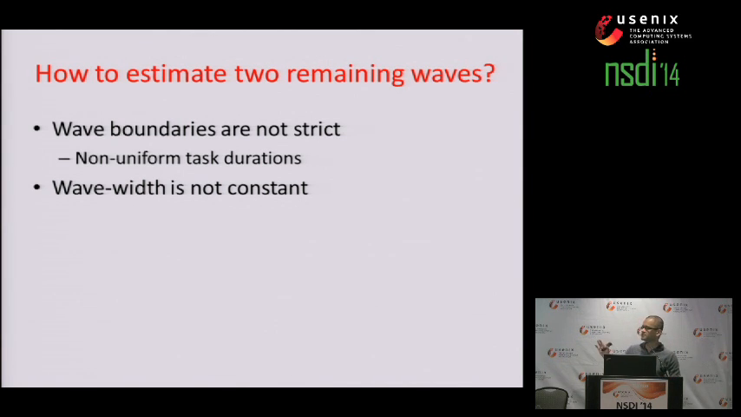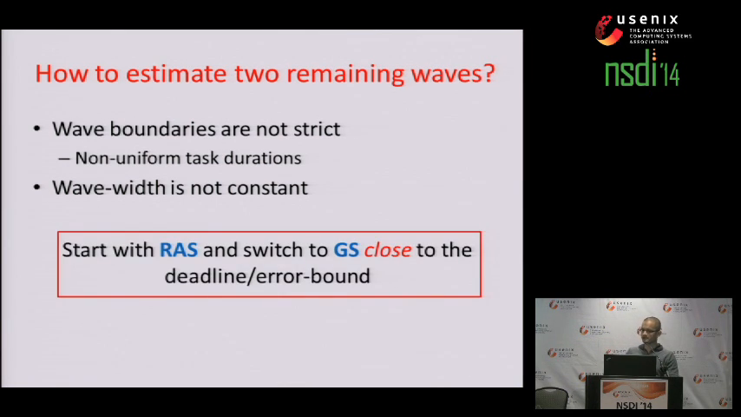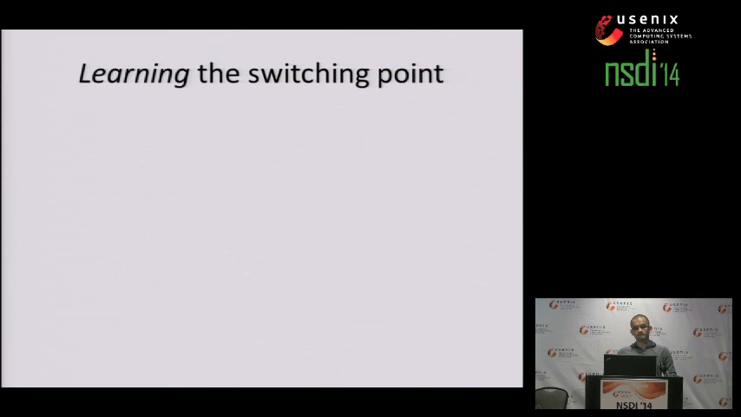Hence, we relax the result from the previous slide to say that I would start with RAS. Switching is good. I'll keep switching, but not necessarily at two waves, but somewhere close to the deadline or the error bound. Now, how close should this be? We use a learning technique from empirical values here.